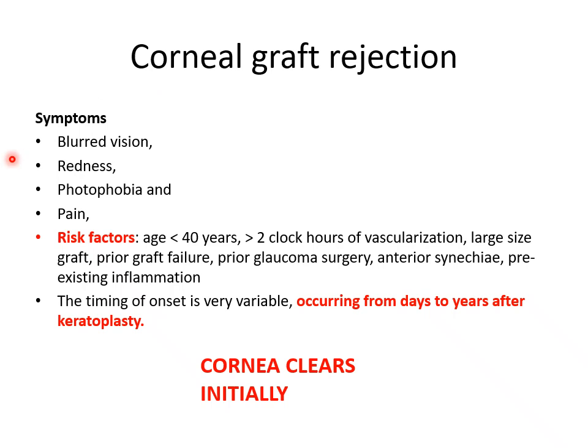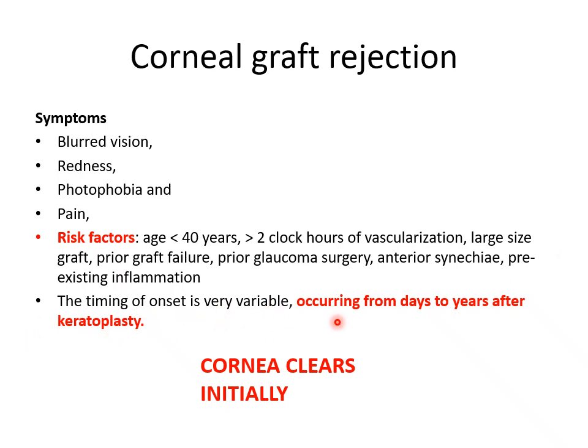So just a little bit about graft rejection and graft failure. So corneal graft rejection is when there is an initial period where the corneal edema subsides and the graft clears. But then there is a recurrence of blurry vision, redness, photophobia, pain, and so on and so forth. What are the risk factors? Age less than 40 years, more than 2 clock hours of vascularization, a large size graft, prior history of graft failure, prior history of glaucoma surgery, presence of anterior synechia, or pre-existing inflammation such as herpetic uveitis.